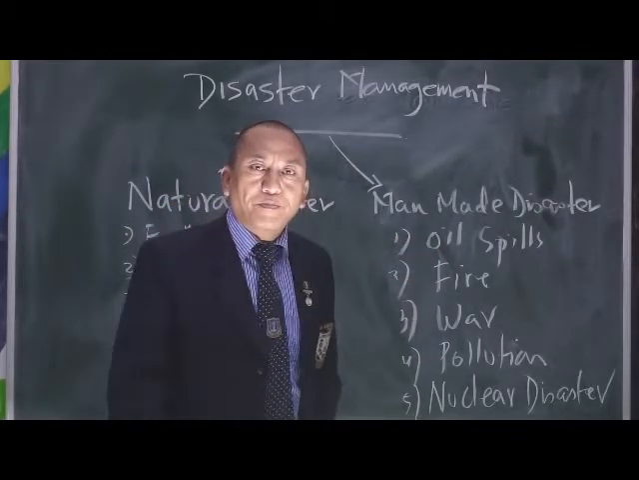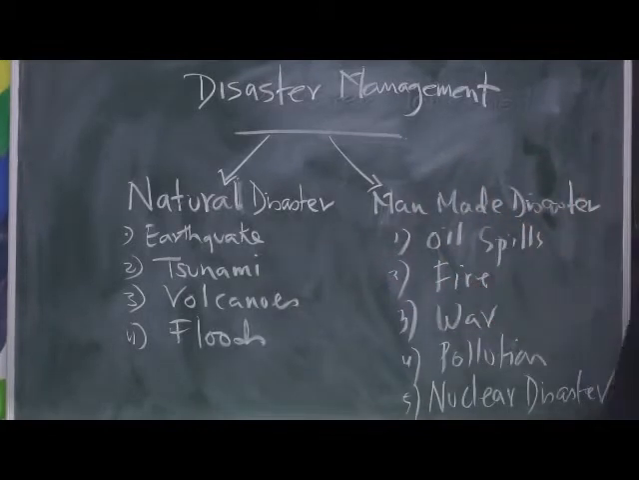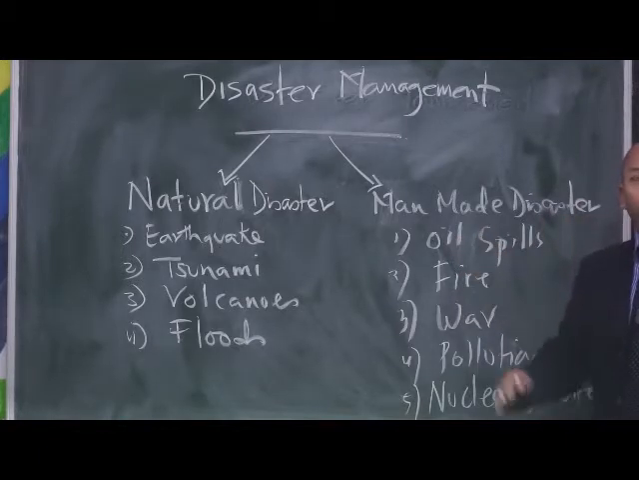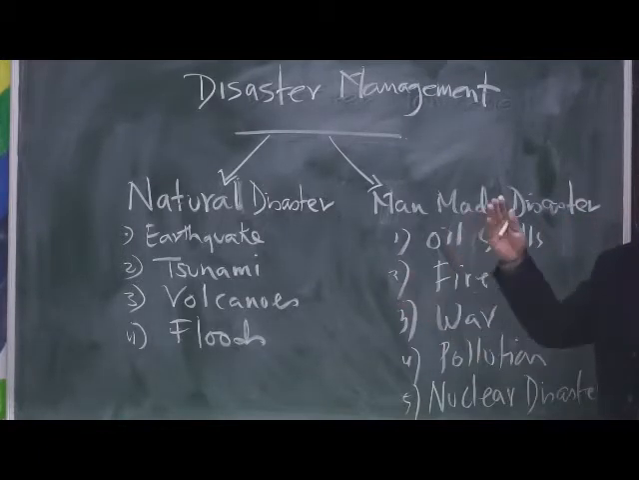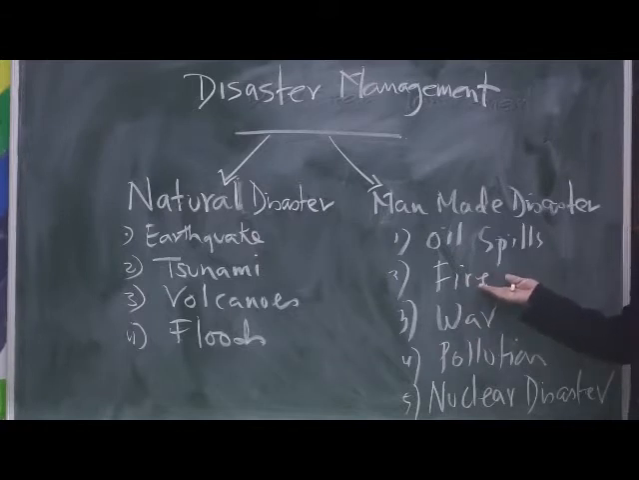Number two is fire. Fire is also a man-made disaster. The fires could be in the industries, in the factories. It could also be at the homes, domestic places as well, the places where we live. That is also another man-made disaster.